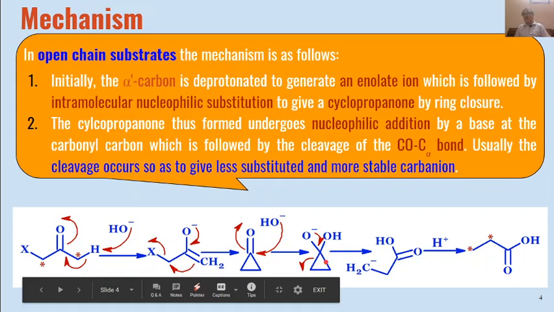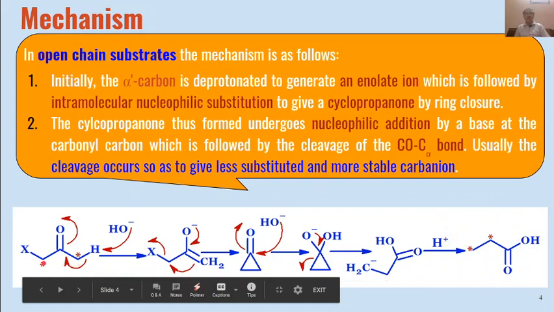Here also this is a symmetrical structure, so either this bond breaks or this bond breaks, we will get the same product. So this type of carbanion is formed, and this will take up a proton from water, and we will get a carboxylic acid as the product.